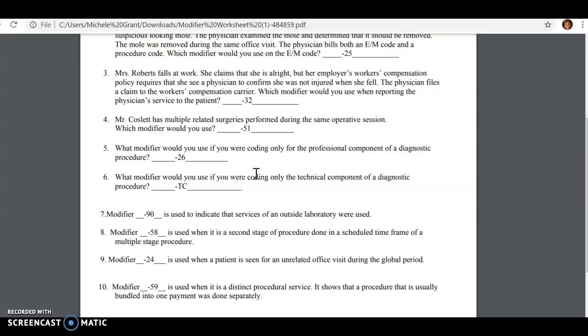Okay, so number five, we have a 26 professional component. Right there, I have professional component. Now, technical component, that's a TC.